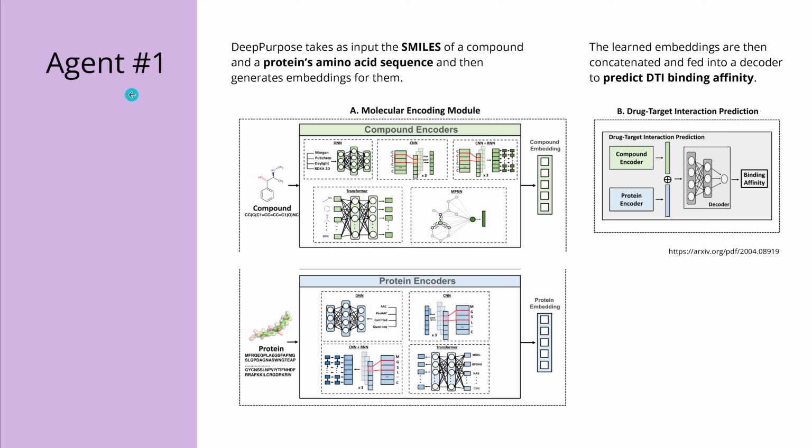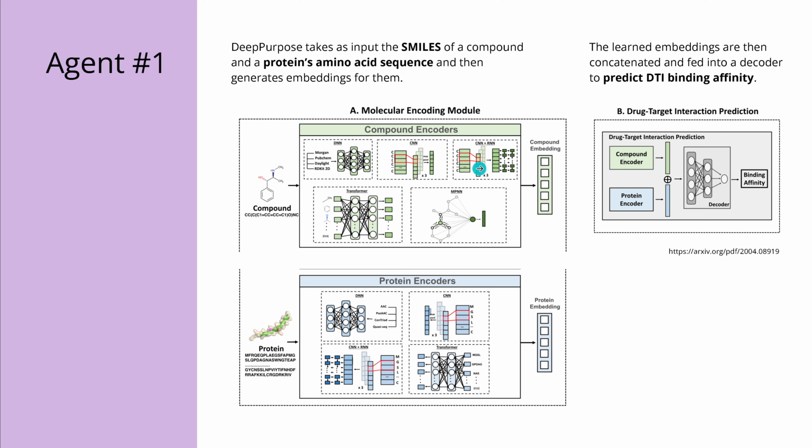Agent number one is a simple one. We just go to a Python library and do a computation. So we will use some Python PyTorch libraries. We have DeepPurpose, which takes as input the SMILES of a compound and a protein amino acid sequence, and then it generates, simple as you know, vector embeddings. So here we have our first step, our compound. Here you have the SMILES code.